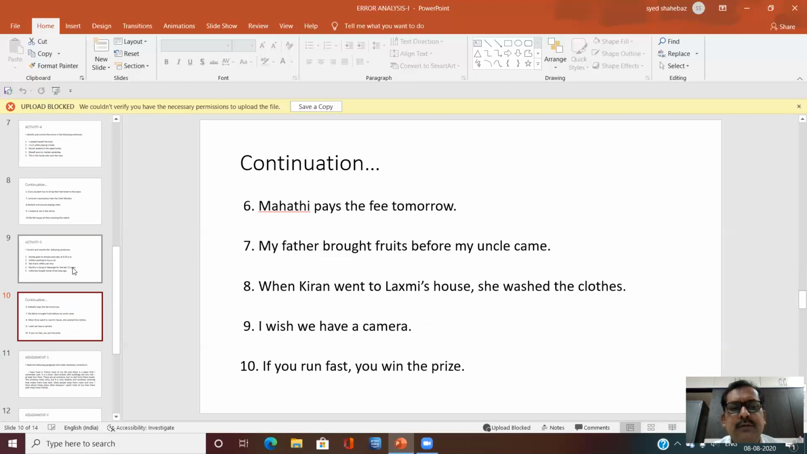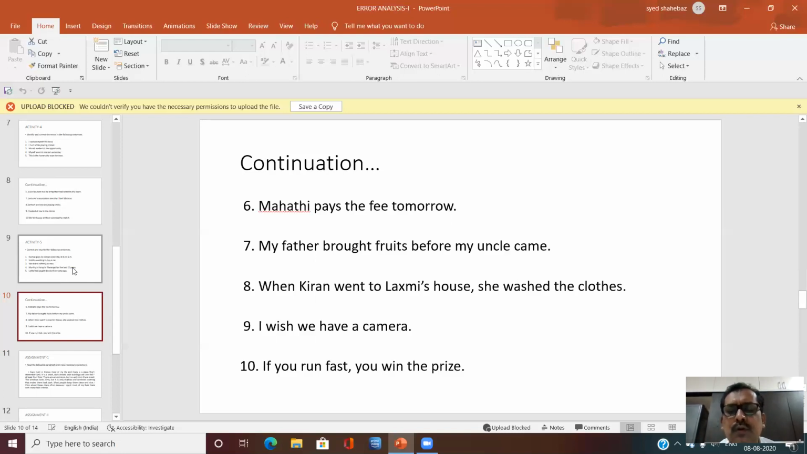Next sentence. My father brought fruits before my uncle came. My father had brought fruits before my uncle came. In this sentence, we are using two tenses. One is had brought, the second is came. Had brought is in past perfect tense. Came is in simple past.